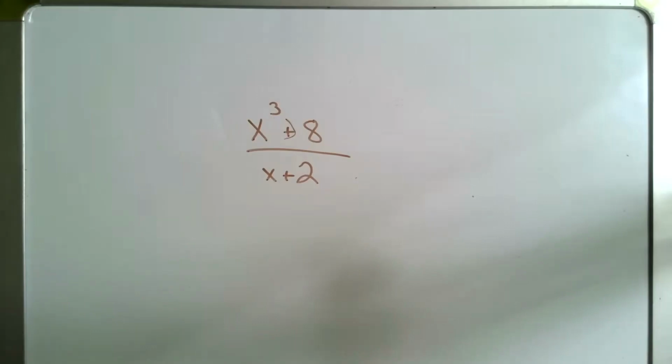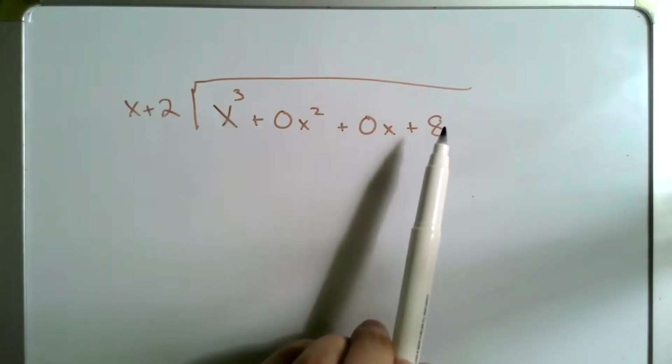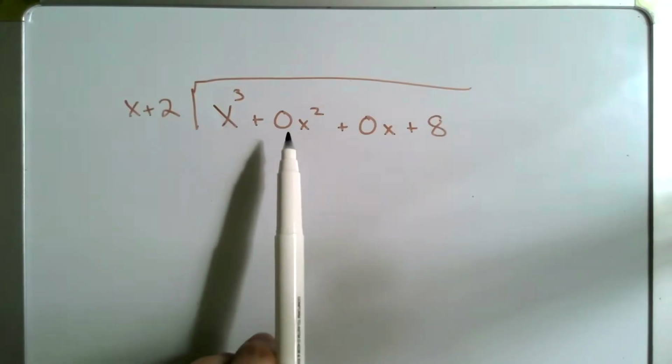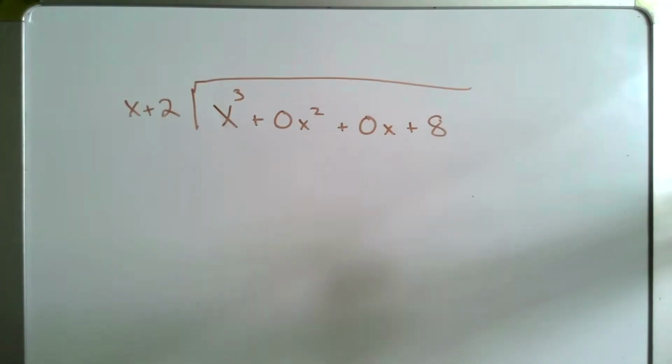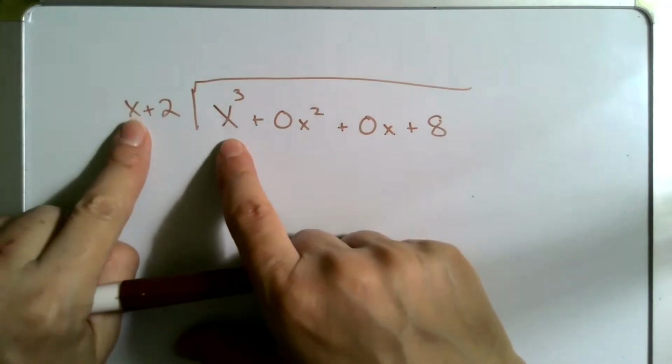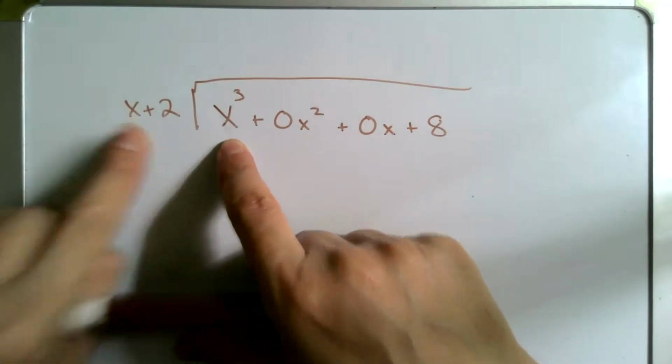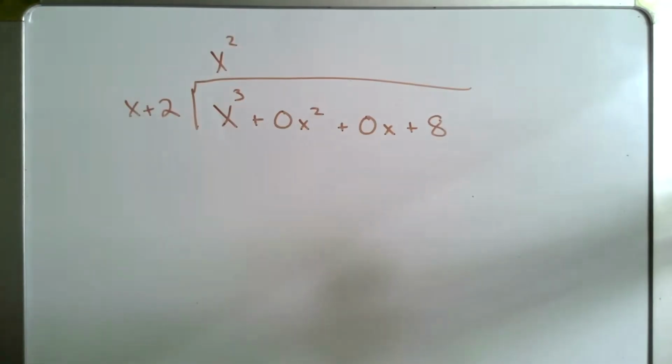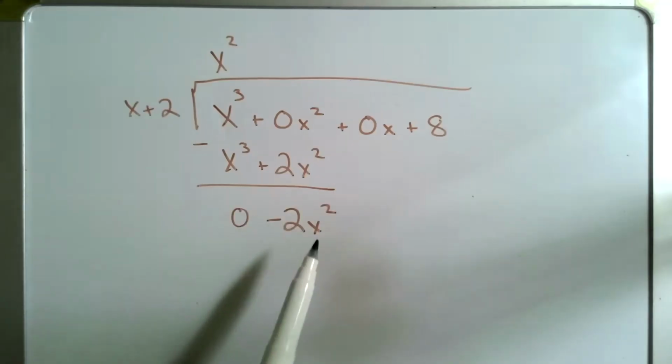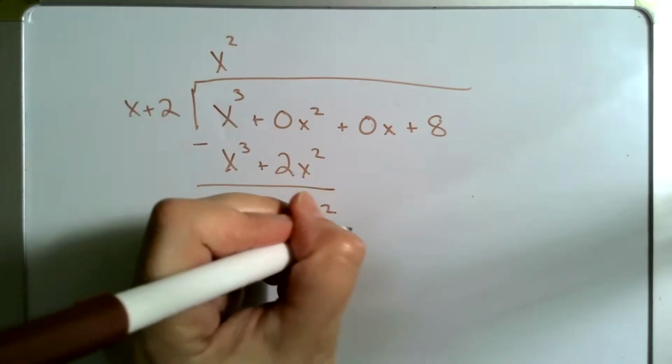So take a look at what that looks like. My x to the third plus 8, but in between I've included 0x squared and 0x. Let me show you why. I'm looking at firsts again. x and x cubed. What am I missing? That's right, I need to multiply by an x squared. What am I doing next? That's right, multiplying through. x cubed plus 2x squared. What do I do next? That is correct. I subtract. See you on the other side. Everybody get 0 minus 2x squared. Right, what's next? Correct, I'm going to bring down my next term.